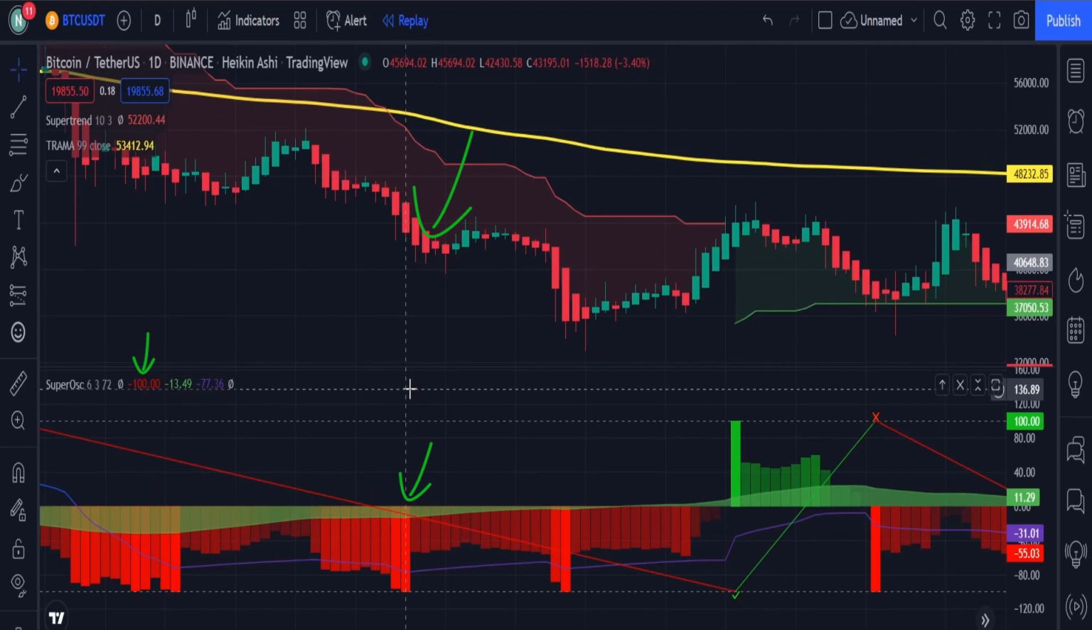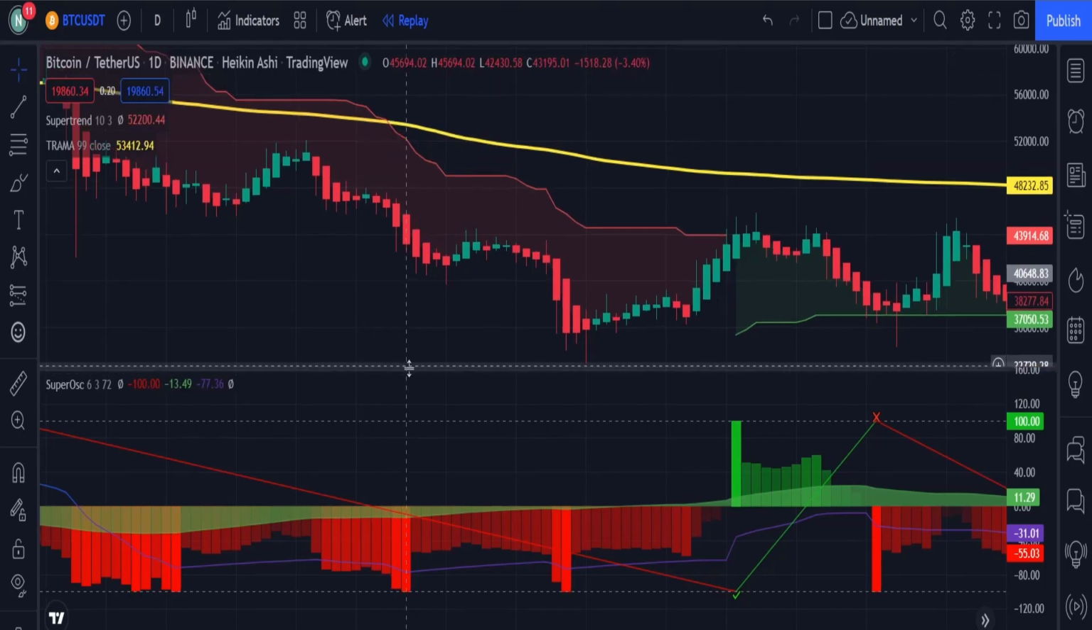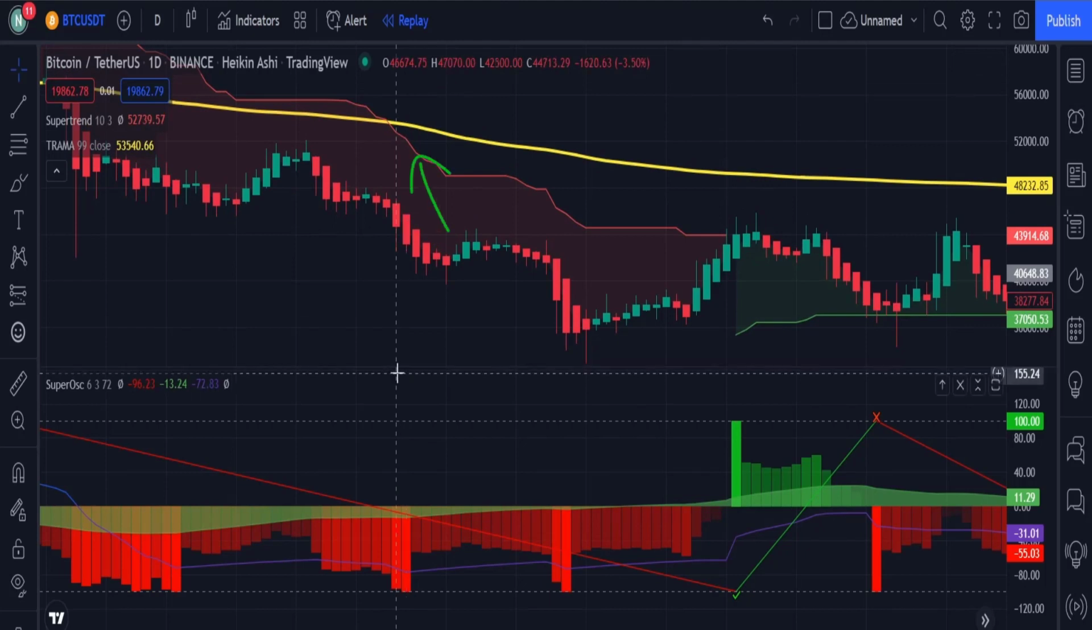The third sign is going to be the regular SuperTrend indicator right here. That needs to be red at that time. And these are your 3 rules for going into a short position. Now, where are you going to put the stop loss? So stop loss will be at the SuperTrend indicator line right here. So you put the stop loss around here.